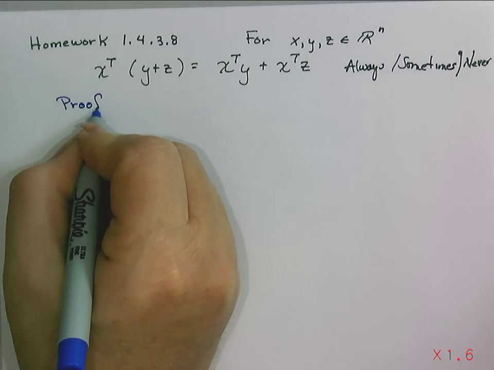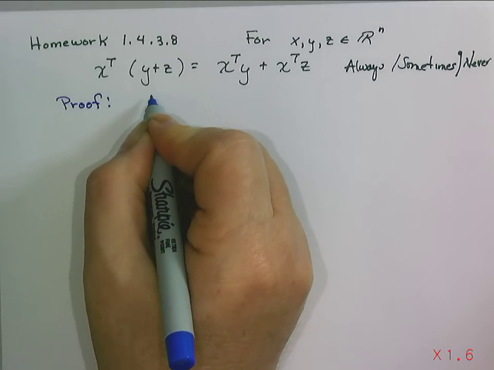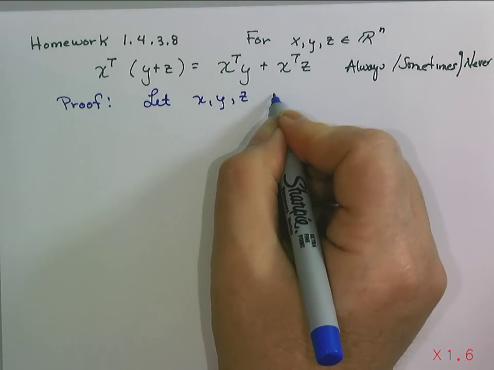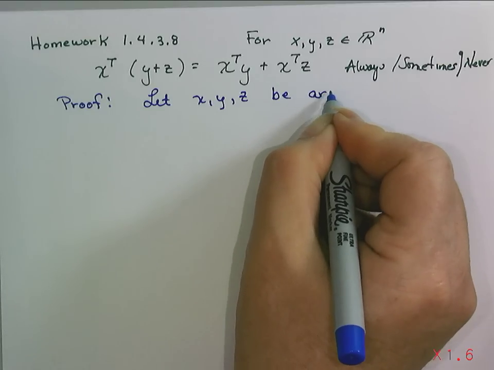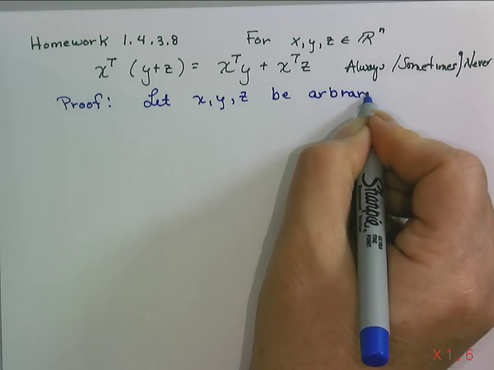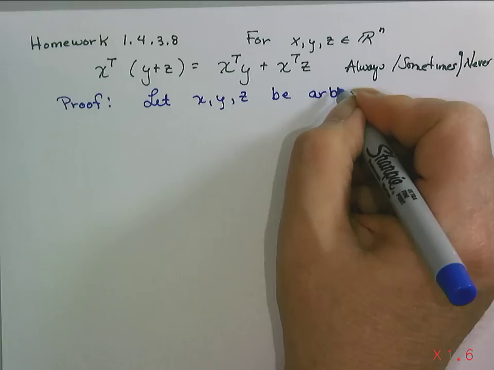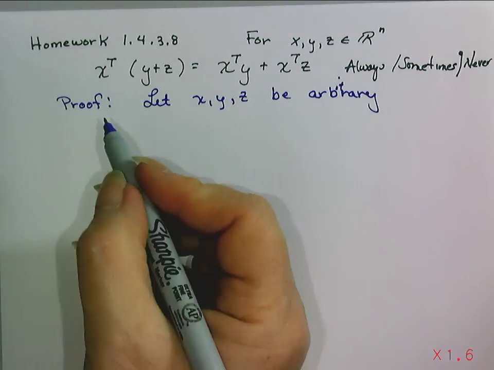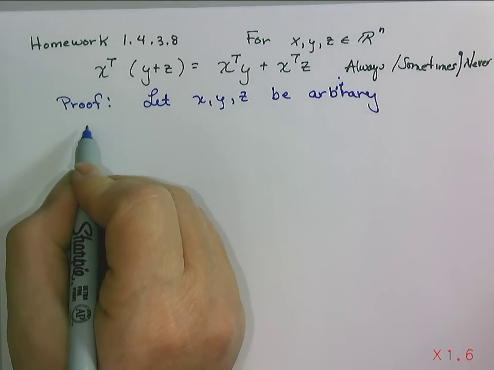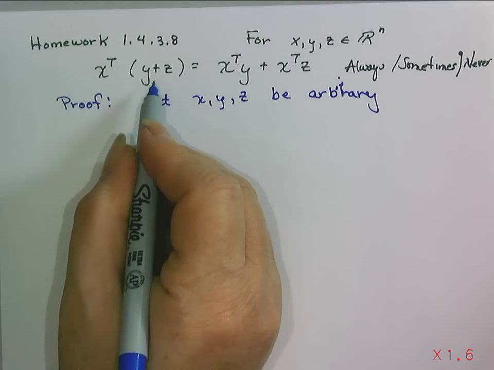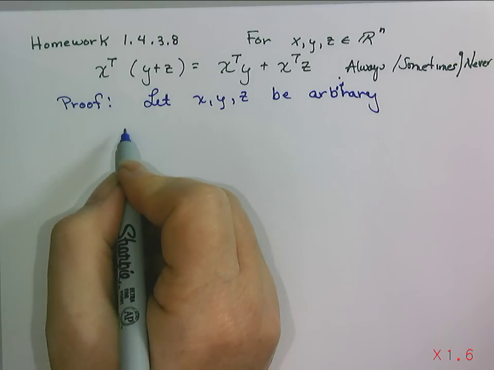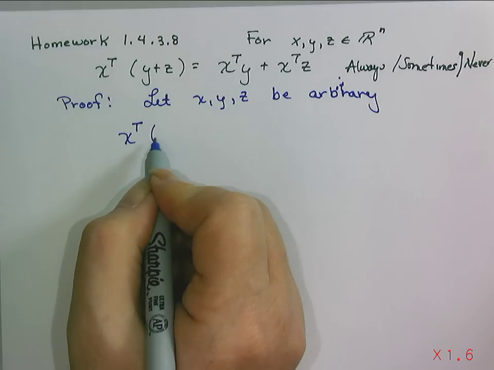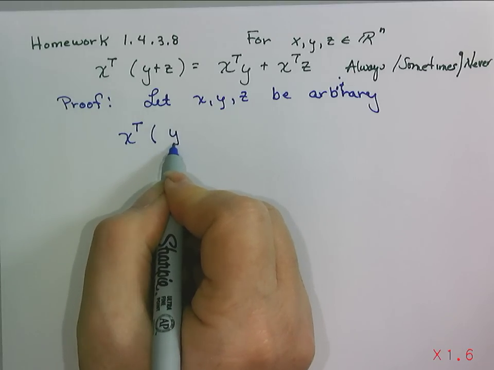So my proof is going to be just as usual, starting with letting x, y, and z be vectors that are arbitrary. And then we'll start with one side of the equation and show it's equal to the other. And in this case, I'm going to again start with the left-hand side. We have the dot product of x with the quantity y plus z.